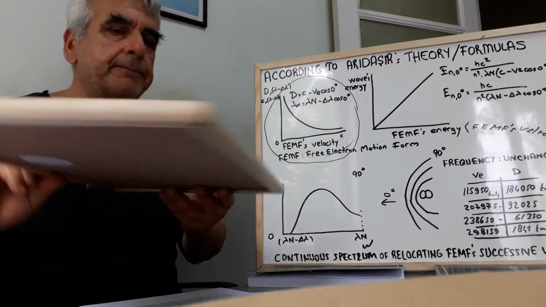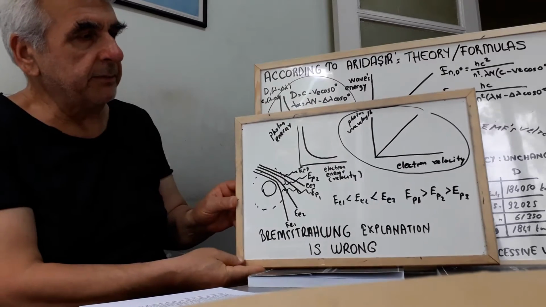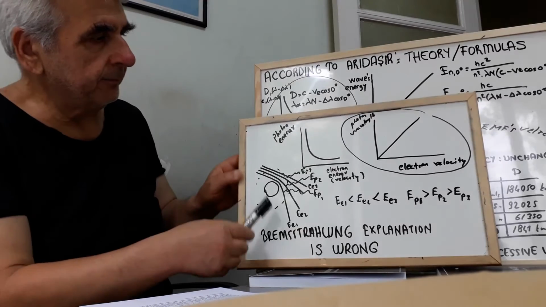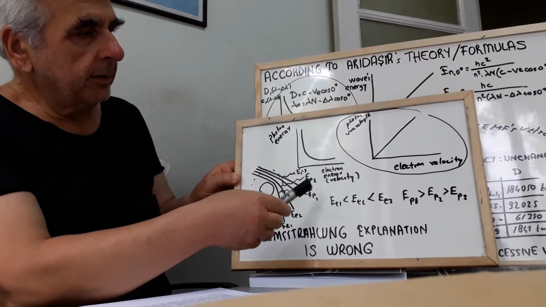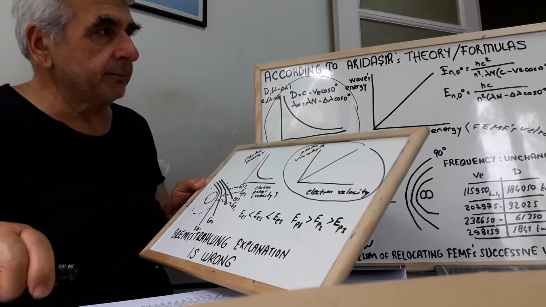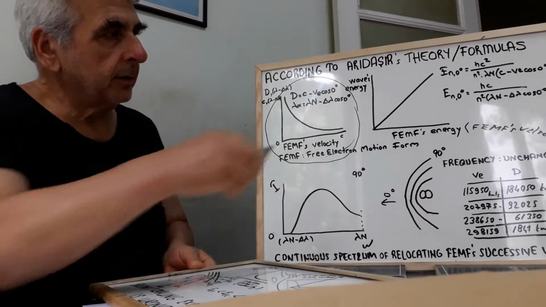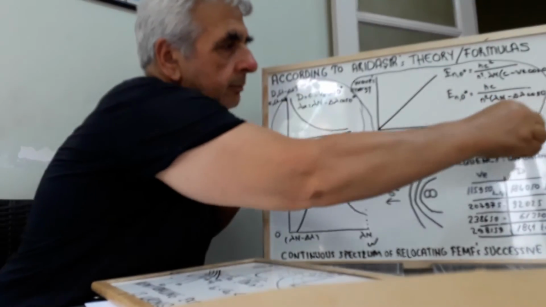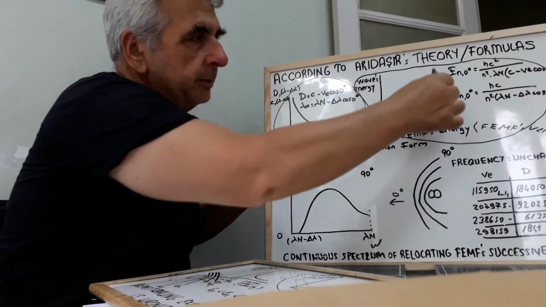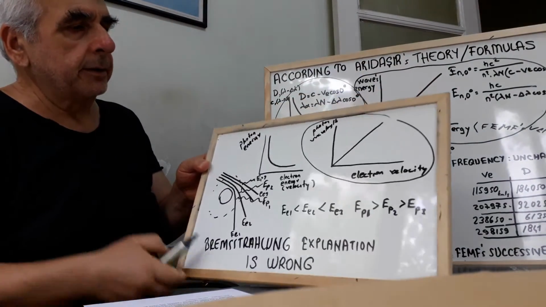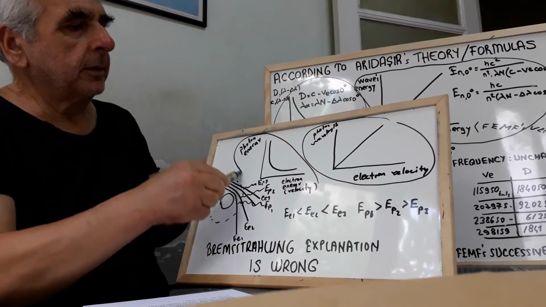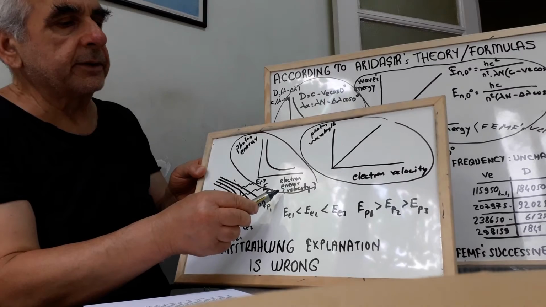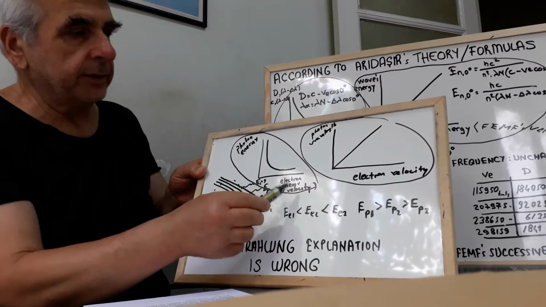Whereas this is the wrong Bremsstrahlung concept of accepted physics. Here, we compare with this. Waves energy directly proportional. Here, this is photon energy, this is electron energy or electron velocity.